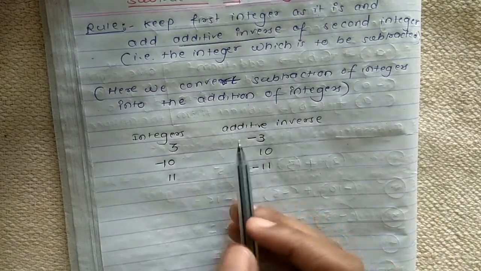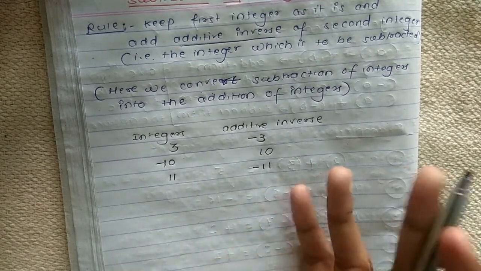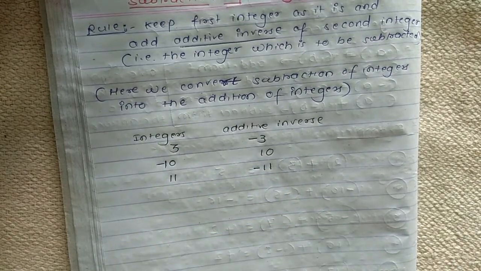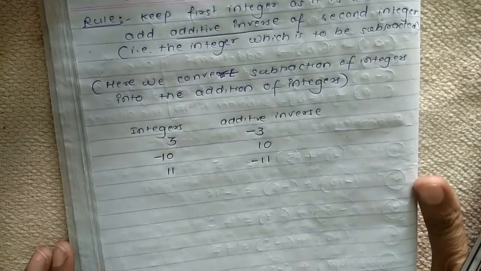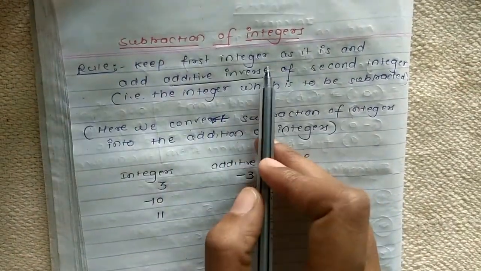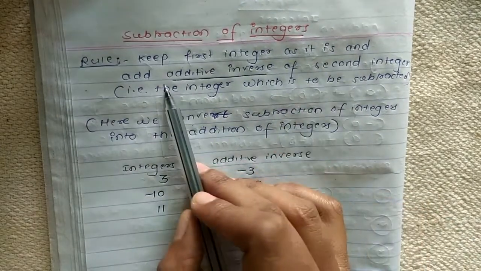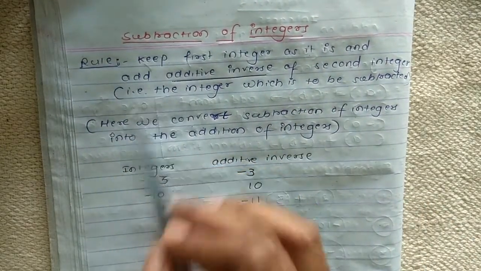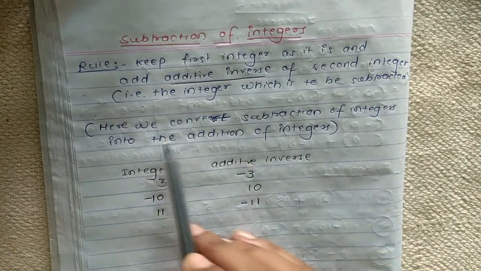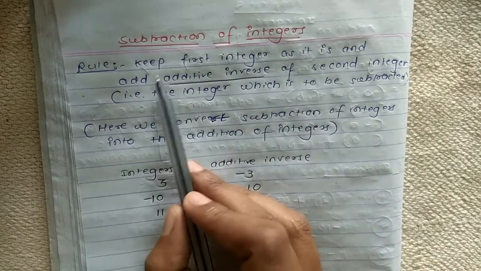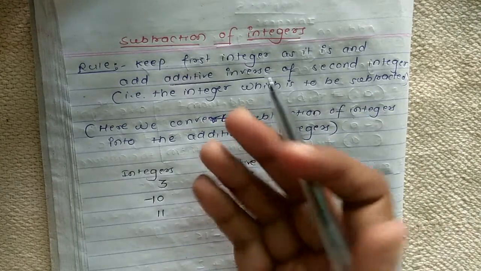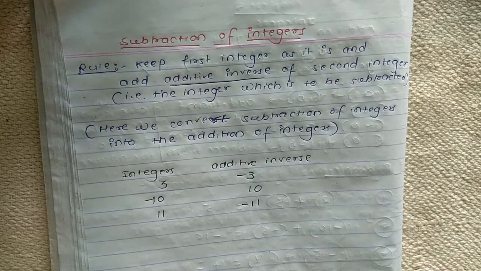So additive inverse means you just change the sign of the integer, keeping the numerical or absolute value as it is. So when we have a subtraction, don't directly go on subtracting the integers. First, keep the first integer as it is and add. The subtraction we have to convert into addition. As I told you, convert the subtraction of integers into addition. How are we going to convert? We add the additive inverse of the second integer. And after adding, we follow the rules of addition of integers.